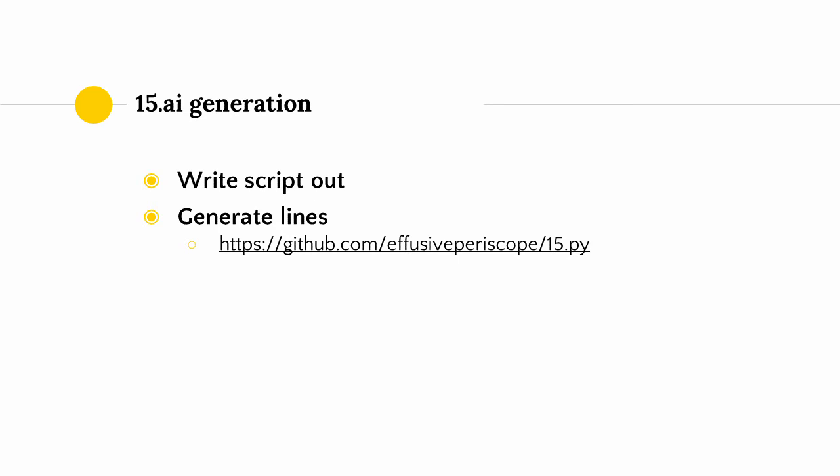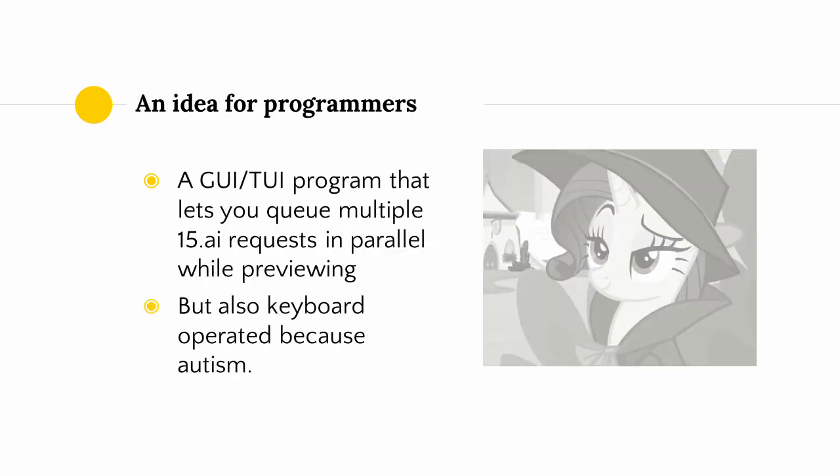I don't remember all of the bugs that were associated with it, but if I had to make it again, I would make some kind of GUI or even a TUI program that's still keyboard operable, but also has the additional benefit of allowing you to queue multiple requests in parallel, so you can continue to generate while you're reviewing lines to figure out which ones to keep and which ones to throw out.